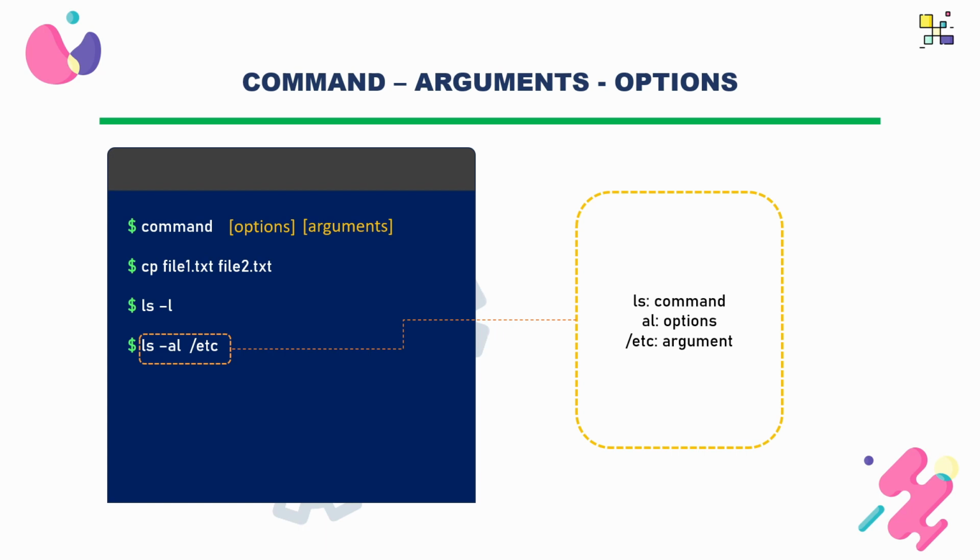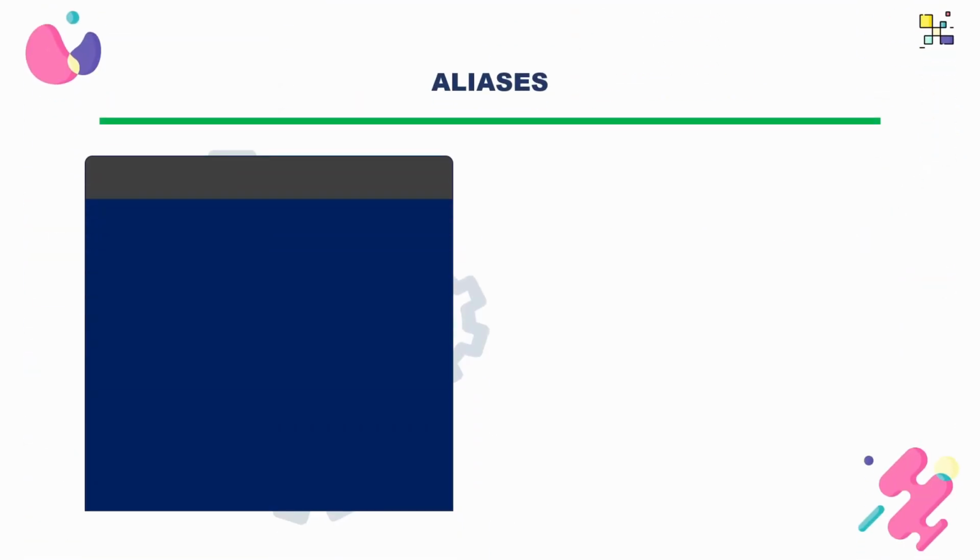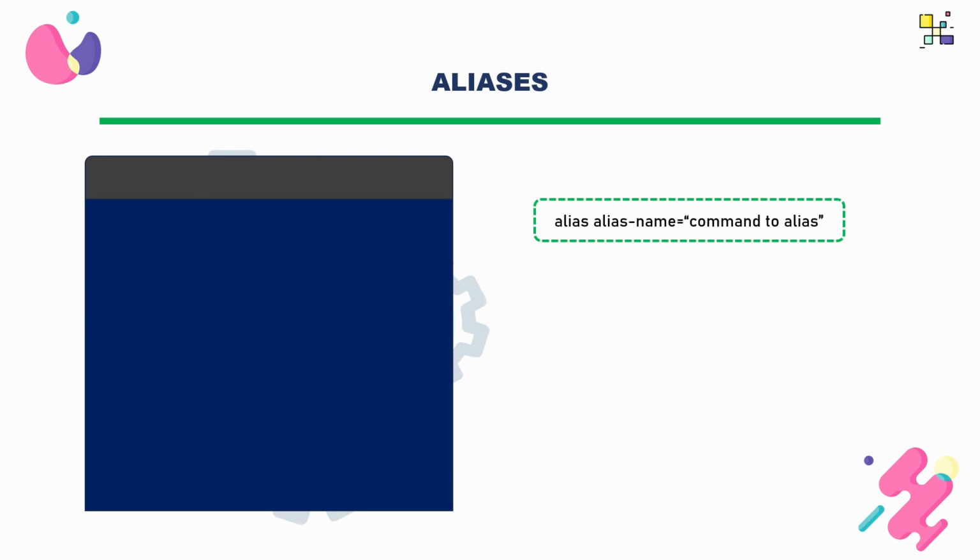Finally, we will talk about aliases. Aliases provide a way to create shortened or alternative names for commonly used commands. But how can we create an alias? To create an alias, we use the alias command, followed by the alias name, followed by an equal sign with the command that you want to shorten.